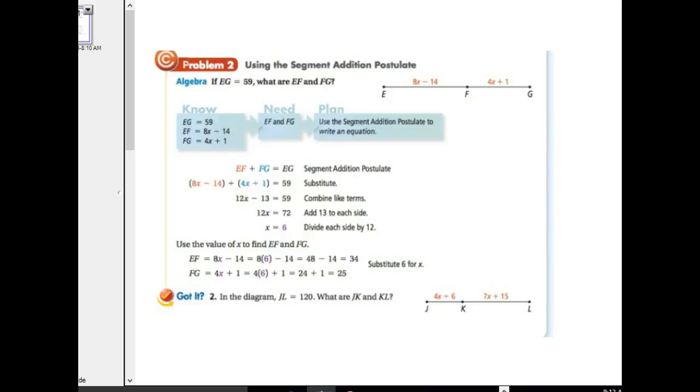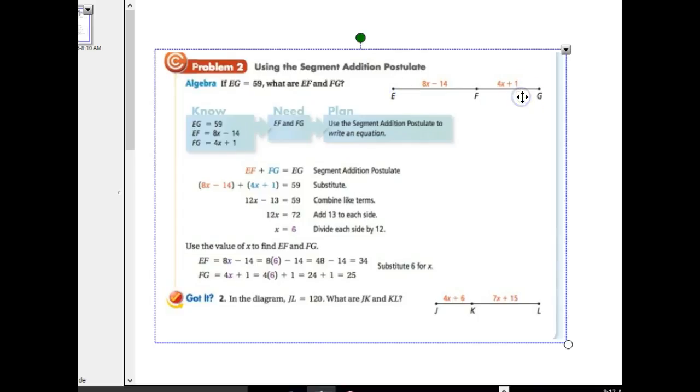It says if EG is 59, that's the length of the whole unit there. If EG is 59, then what are EF and FG? If you'll notice here, EF is described as 8x minus 14, and FG is given as 4x plus 1. That's what you know. What we need to find is, of course, EF and FG.